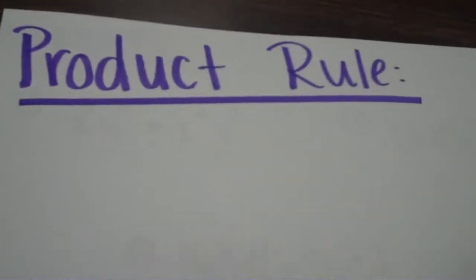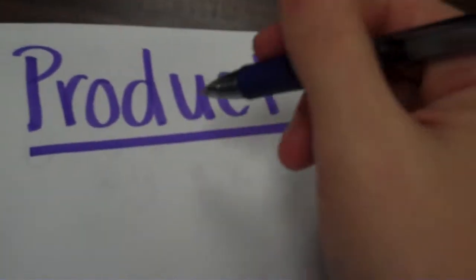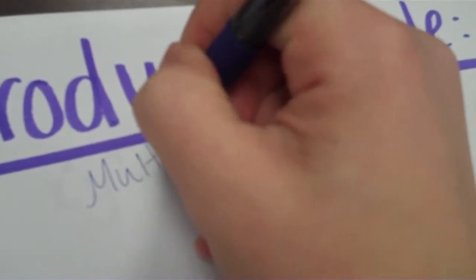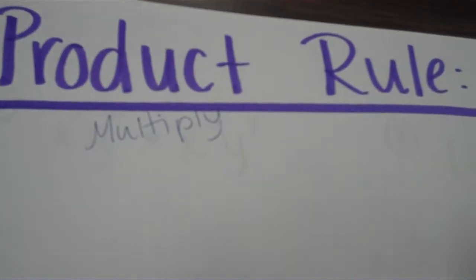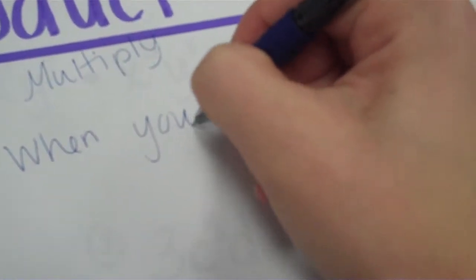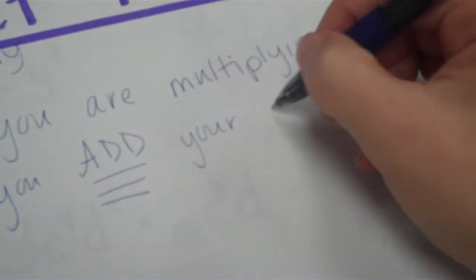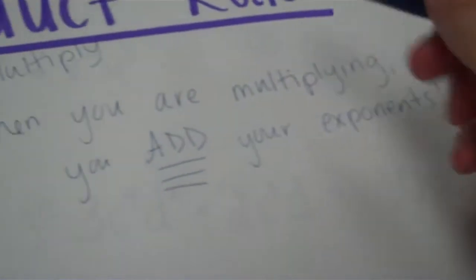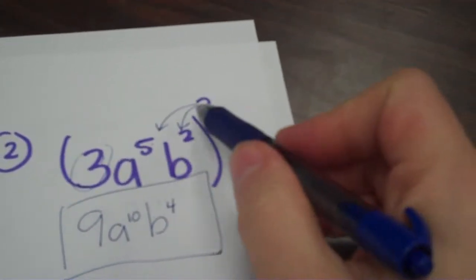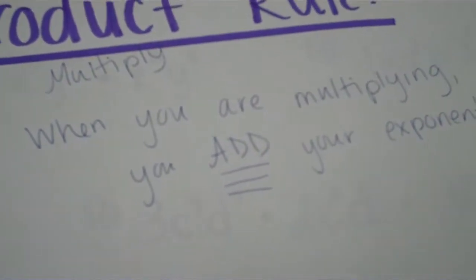Okay? The second rule we do is product rule. So product, if you don't remember, that means multiply. Okay, this is the rule when you're multiplying. So the rule is, when you are multiplying, you add your exponents. Okay? So when you have an exponent on an exponent, you multiply them. When you're multiplying, you add your exponents, okay?